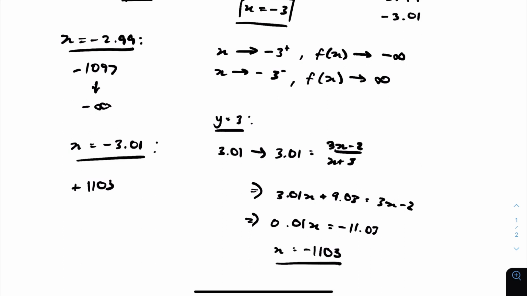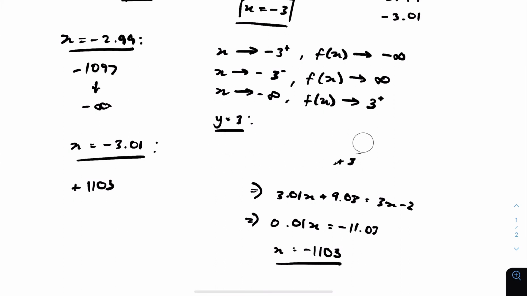So the way we write this one is, as x approaches negative infinity, f of x approaches 3 from the positive side, because 3.01 is greater than 3.